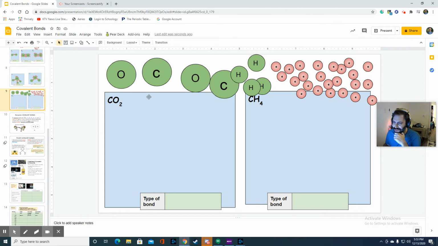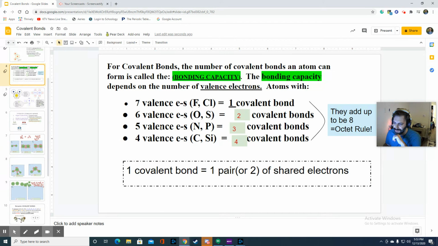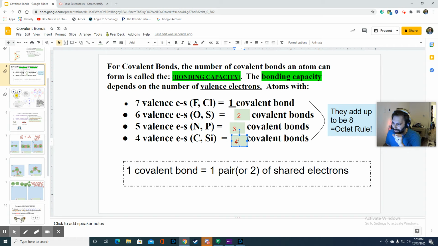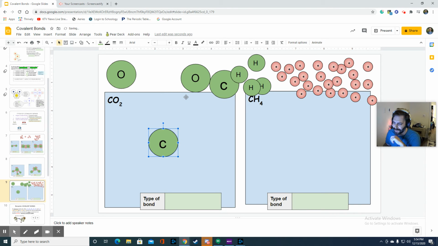So, all right, you might be wondering, how do you know which one goes in the middle? Well, which one can make more bonds? Can oxygen make more bonds, or can carbon make more bonds? Well, let's find out. How many valence electrons does carbon have? 4. Oxygen has 6 valence electrons, so oxygen can only make 2 bonds. Carbon can make more, so the atom that can make more bonds goes in the middle.